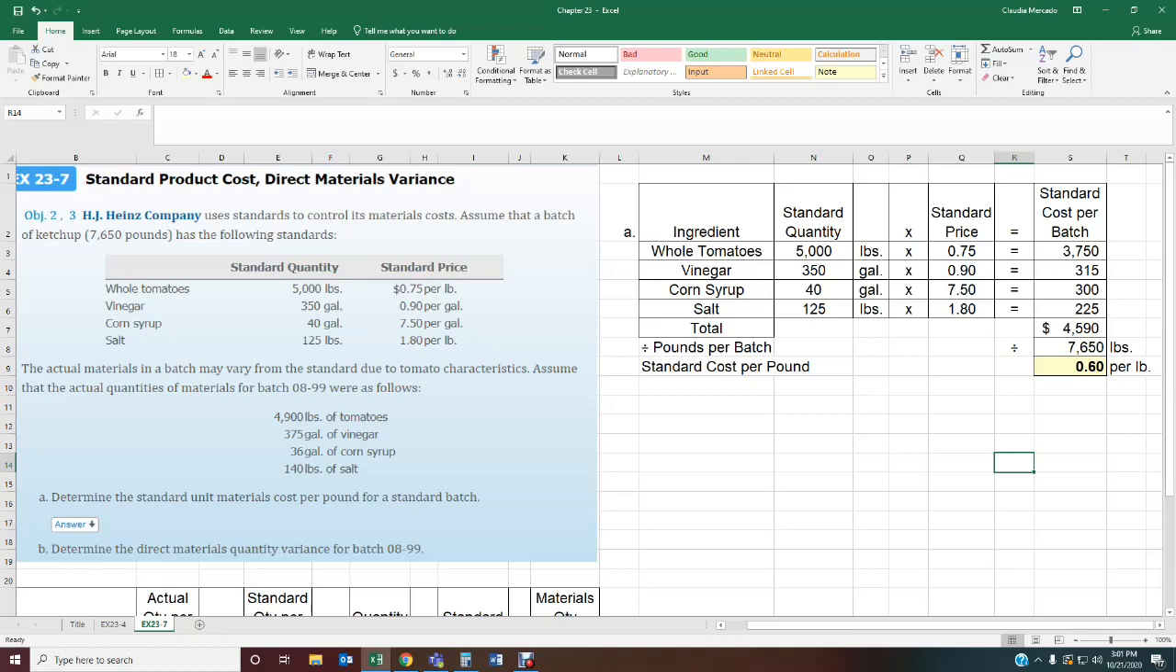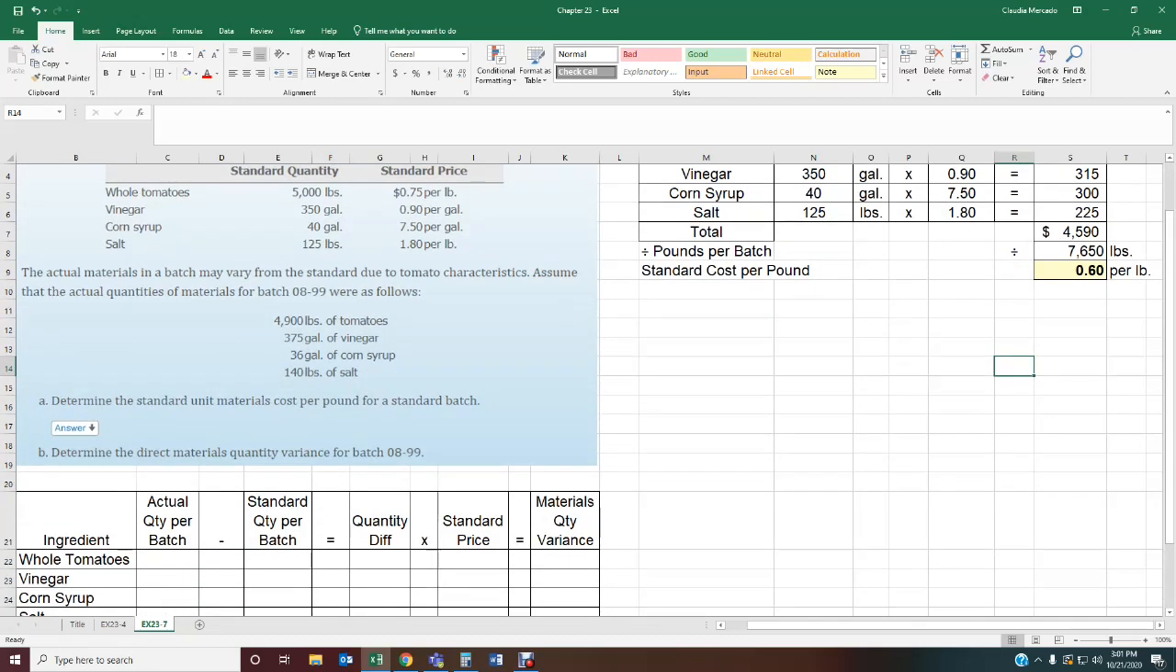Very straightforward, just getting your standard quantity times your standard price to get your cost per batch, and then once you get your total cost, you divide by the number of pounds in the batch, which is 7,650 in this particular problem. That can change, of course, in the problems that you have. And then once you divide those numbers, your cost divided by your pounds, you get the standard cost per pound.